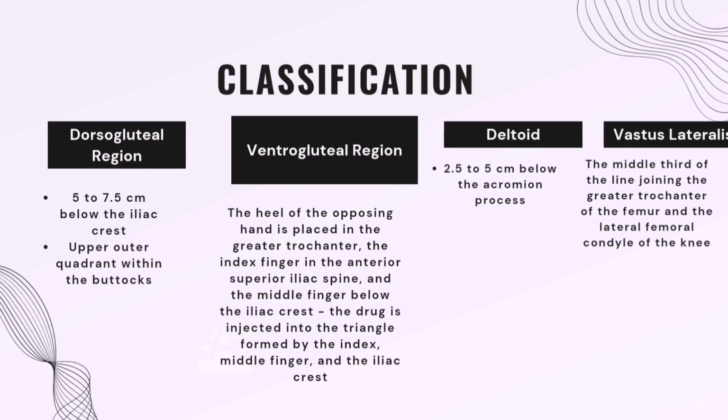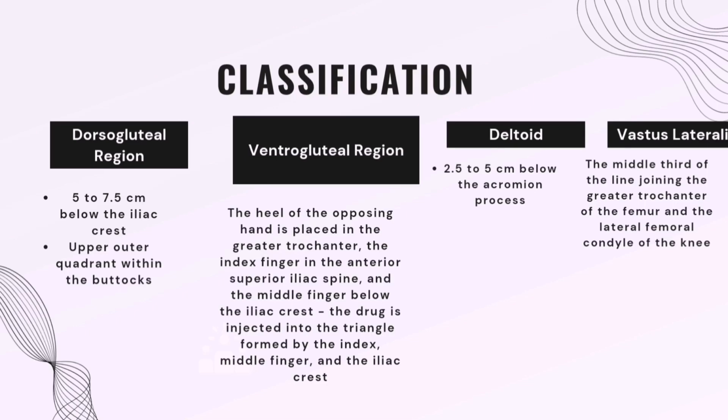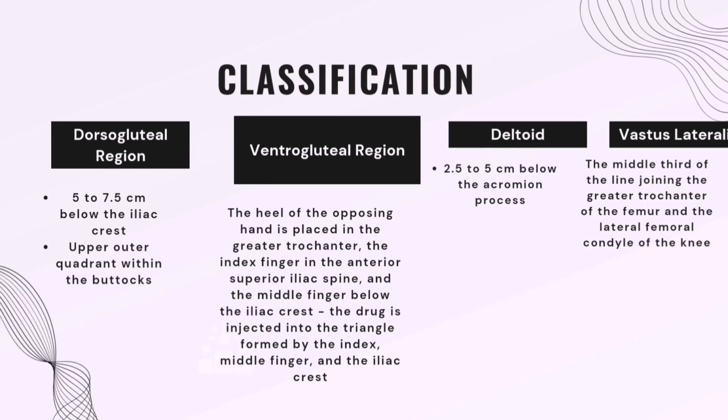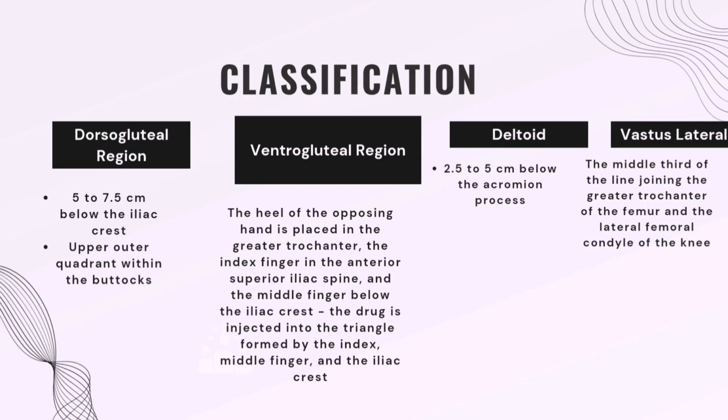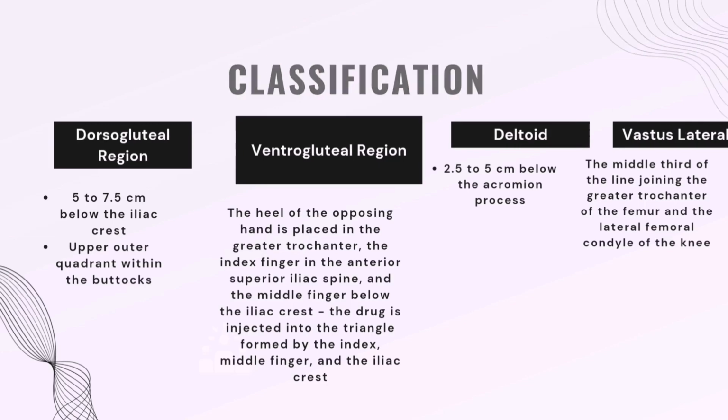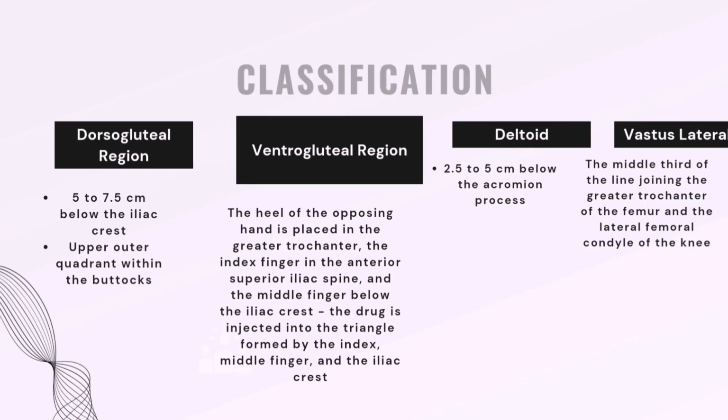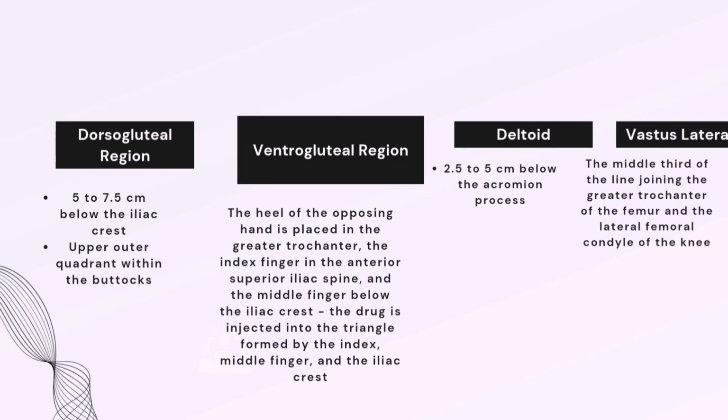And the deltoid: 2.5 to 5 cm below the acromion process. Vastus lateralis: the middle third of the line joining the greater trochanter of the femur and the lateral femoral condyle of the knee.